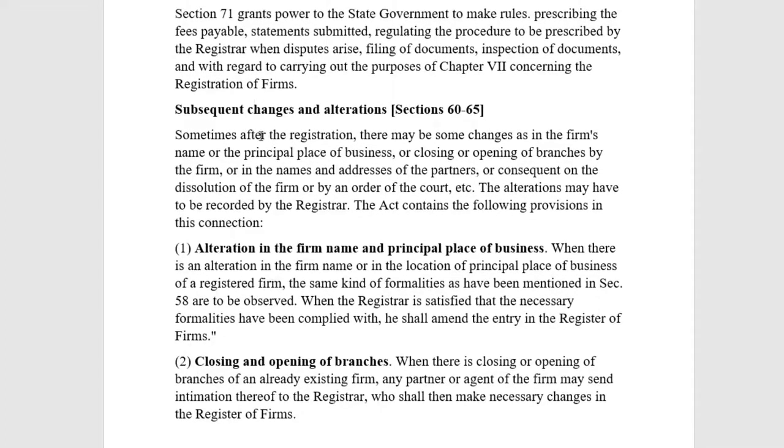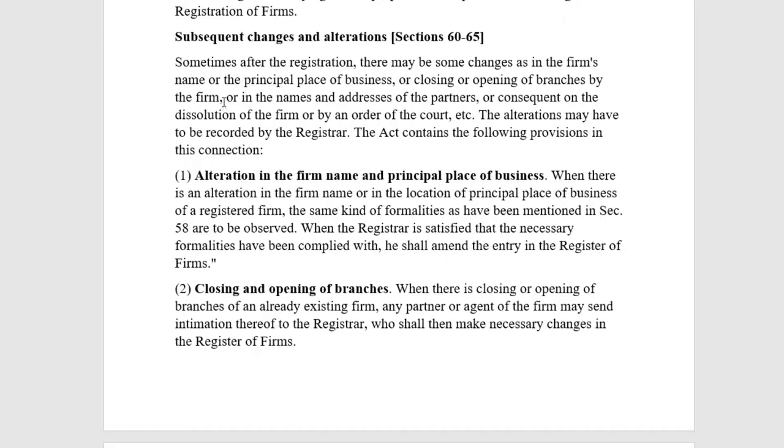And further changes and alterations can also be made once the partnership firm has been registered. Subsequently, the changes can be allowed as discussed from Section 60 to 65. So there are certain aspects: which corrections and which alterations can be made in the original statement. The partnership firm has every liberty to make alterations in the firm name and principal place of business.